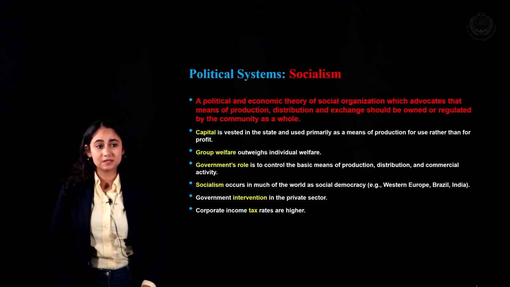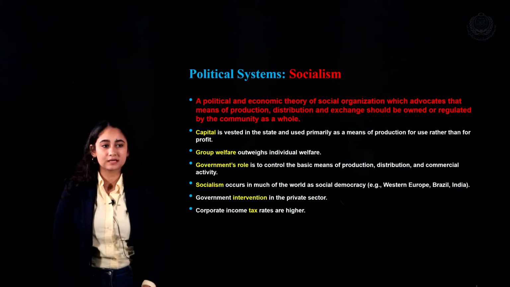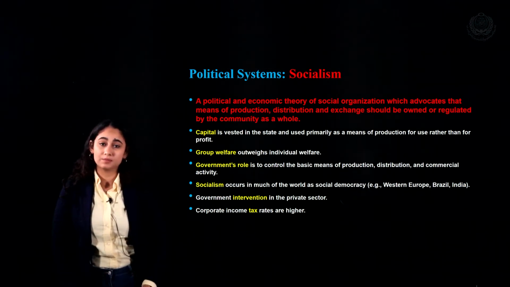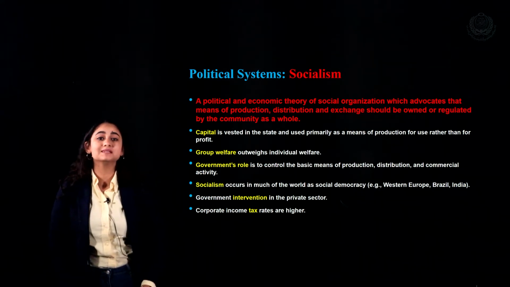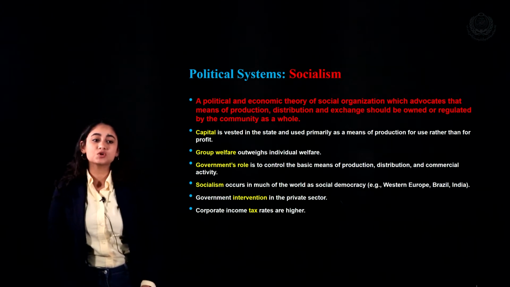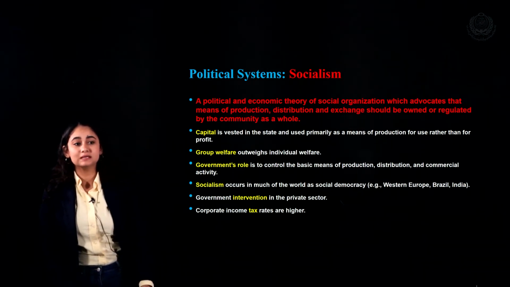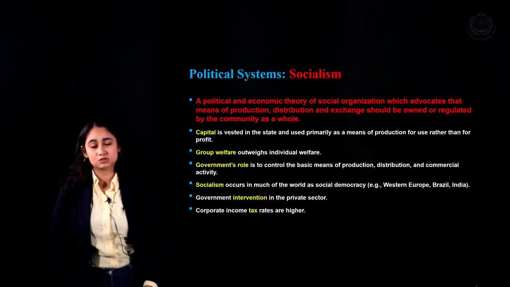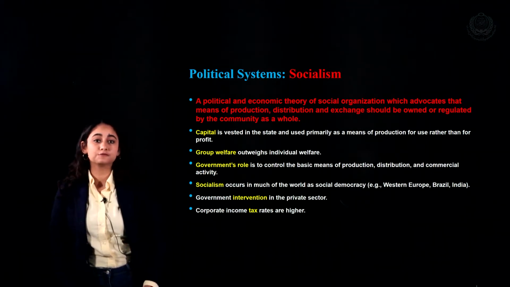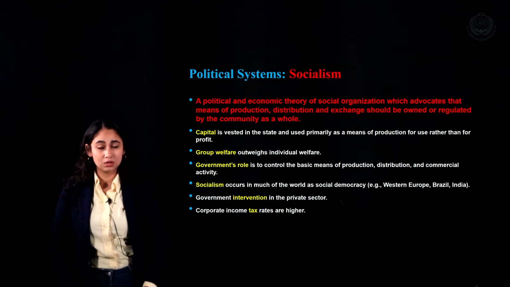The second type is socialism. Now, socialism is a political and economic theory of social organization which advocates that production, distribution, and exchange should be owned or regulated by the community as a whole. So here the government does interfere, but to a certain extent. Usually in socialism, some industries could be controlled by the government, while others are left for the private sector to operate.